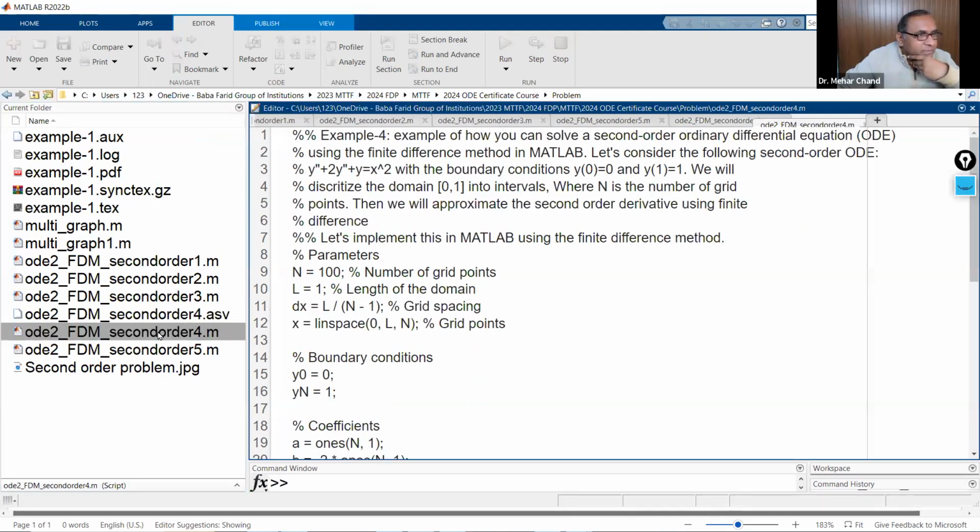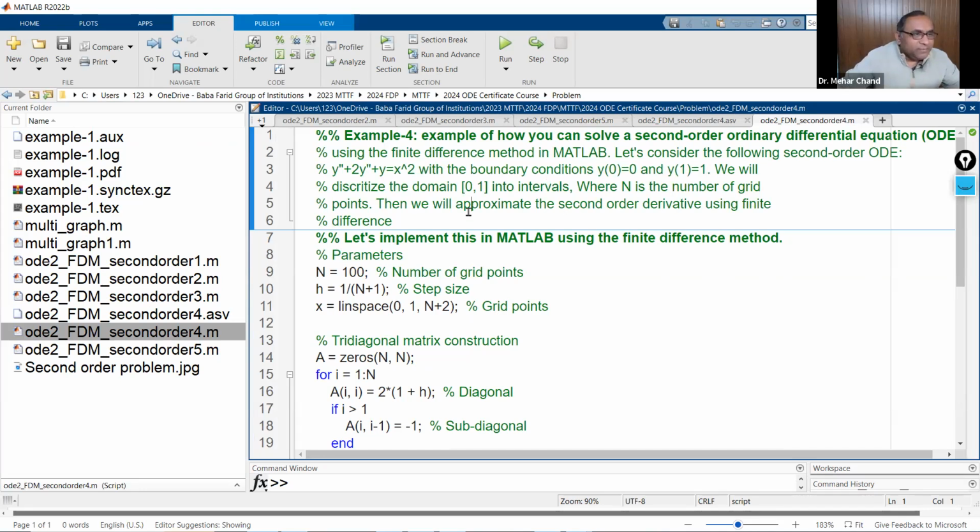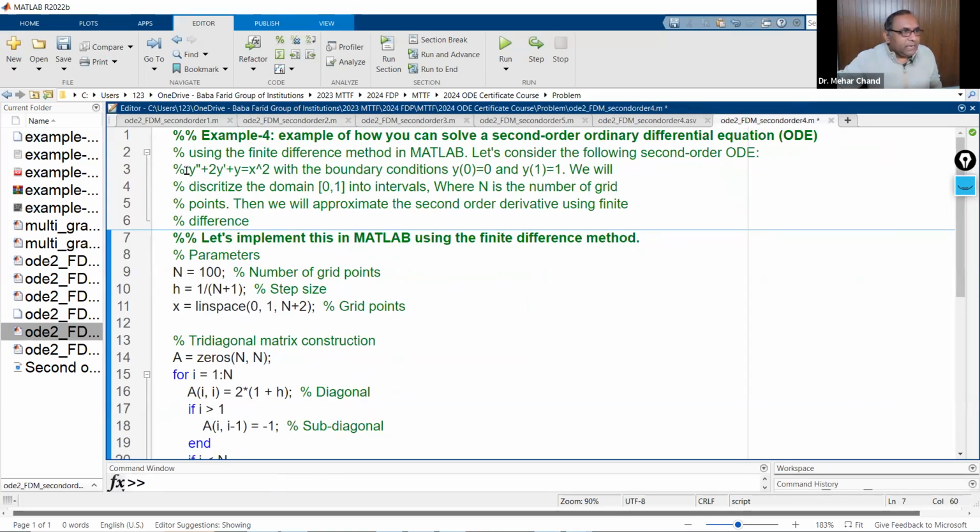Example is missing. Okay, you can see here, yes, we have this example y double dash plus 2y double dash. Sorry, this is not 2 double dash, this is only y dash. Okay, you can see this example. This is a second order differential equation, and here we have y0 and y1.